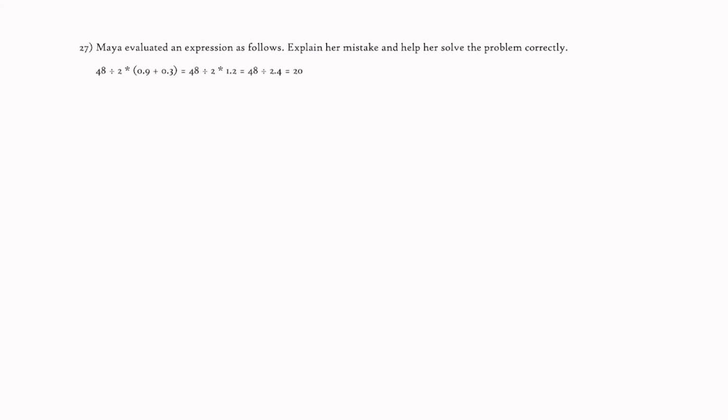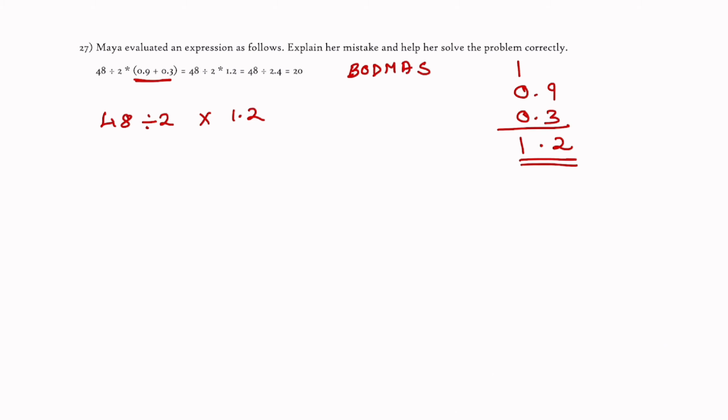Maya evaluated an expression as follows. Find her mistake. They're asking you to find the mistake, which means they know you're smart. You can do it. Let's solve this. How would we solve this? BODMAS, right? We are first going to solve the brackets. So this is 48 divided by 2 times 0.9 plus 0.3. How much is it? 1.2. You can check here: 0.9 plus 0.3 is 1.2.